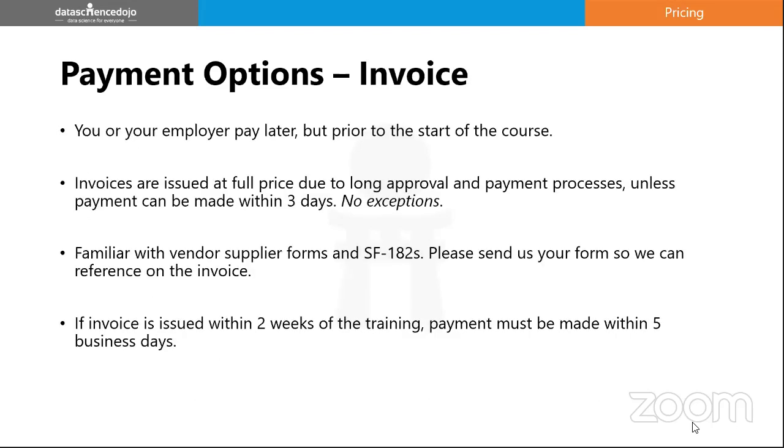And then invoice. As I mentioned, invoices are issued at full price due to long approval and payment processes unless the payment can be made within 3 days. If you or your employer pay later, it must be paid prior to the start of the course. And then we are familiar with vendor supplier forms and SF-182s. Just feel free to send that to us and we'll get you all set up with the invoice. If an invoice is issued within 2 weeks of the training, payment must be made within 5 business days, no exceptions.